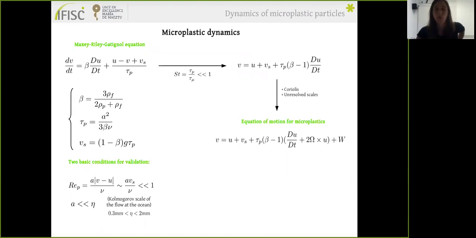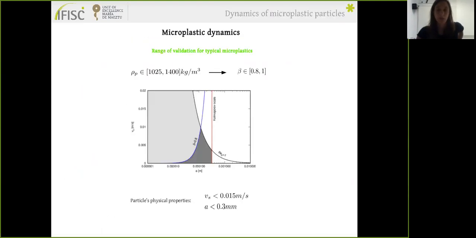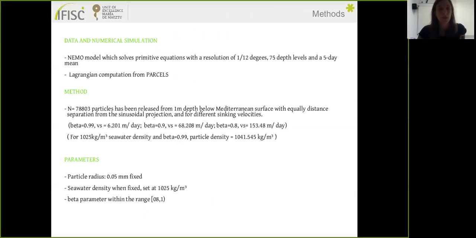Okay, so now we have the equations of motion. We have seen that it can be applied to very small microplastic particles, which is also good because we know that there is a continuous fragmentation of them in the ocean, and then finally we can apply it for a very large quantity of this material. So now we look at the vertical distribution and dispersion properties. To do it, we use the NEMO model, which is an oceanic model that solves the primitive equations, and from which we use the velocity flow of the fluid.